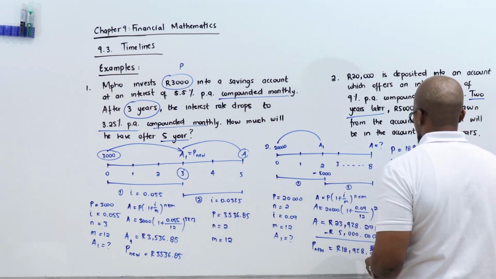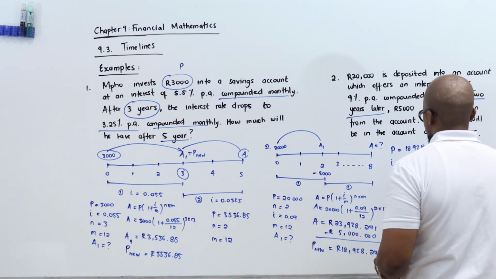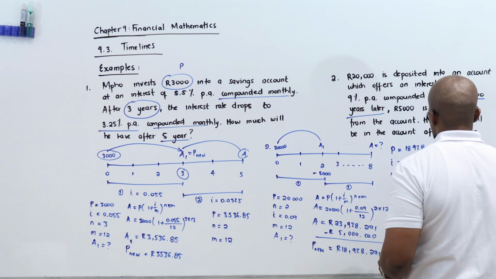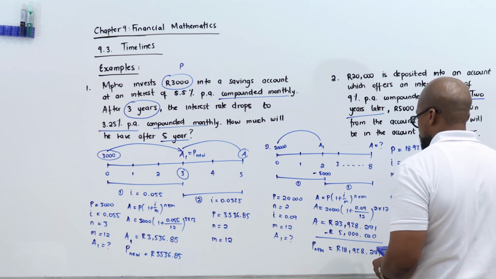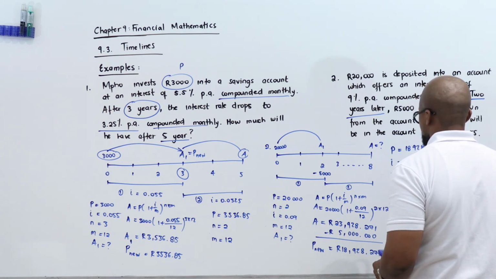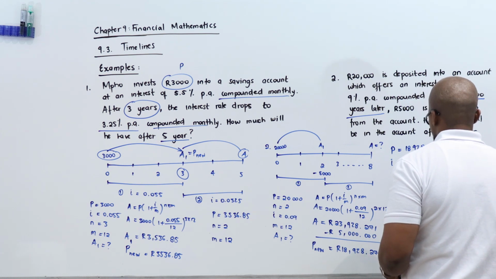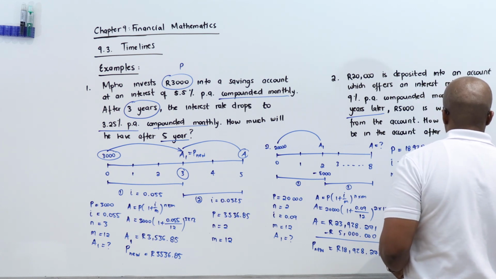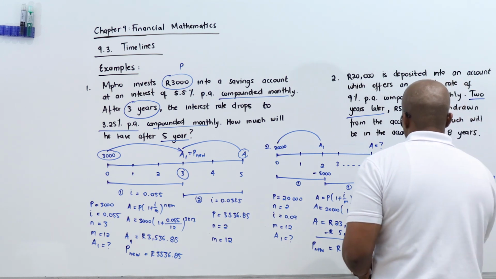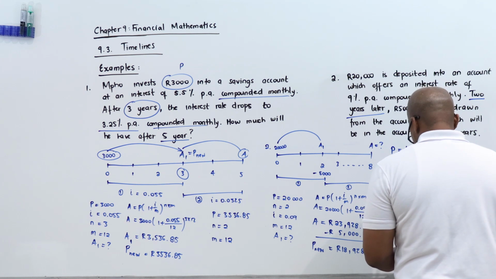So now let's calculate our A, which is the final accumulated value after 8 years. So A equals P in bracket 1 plus I divided by M, raised to the power of N times M. And our P is now, because we've withdrawn the 5,000 in 2 years, 18,928.271, multiplied by 1 plus the interest rate of 9% over 12, to the power of 6 times 12. And therefore after the 8 years, this is how much you'll have in the account.